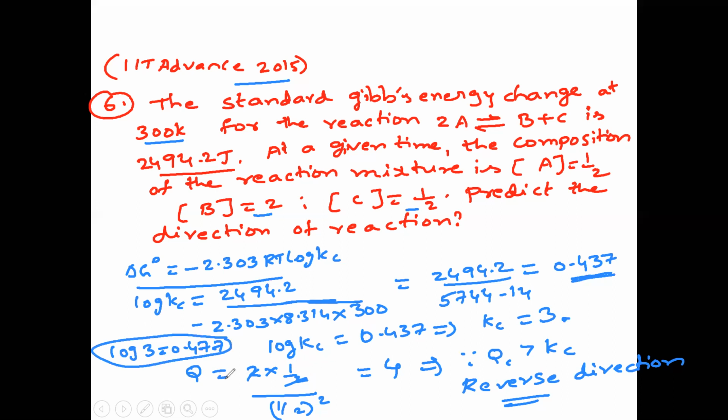Since Kc is equal to 3, Q is equal to product over reactant. What is the product here? B, which is 2, into concentration of C, 1 by 2. 2 into 1 by 2 gets cancelled. It is 1 by 1 by 4, so 4 will come to the numerator. So Q is equal to 4. By this you can say Qc is equal to 4. Since Qc is greater than Kc, the reaction takes place in the reverse direction.